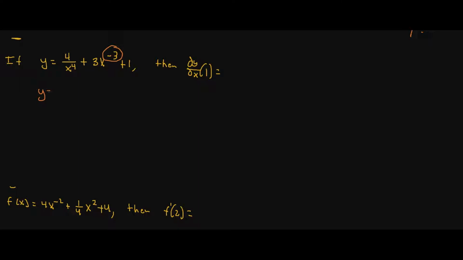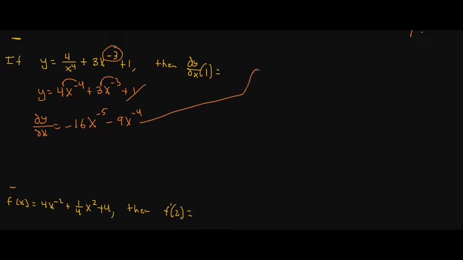So let's rewrite this as 4x to the negative 4, just rewriting it, plus 3x to the negative 3 plus 1. Let's determine the derivative of this function, dy/dx. Well, you bring the negative 4 down, so we get negative 16x to the, subtract 1, negative 5. Bring the negative 3 down, we get negative 9 because we're multiplying them. x to the negative 4, and the derivative of 1 is 0, that's gone.